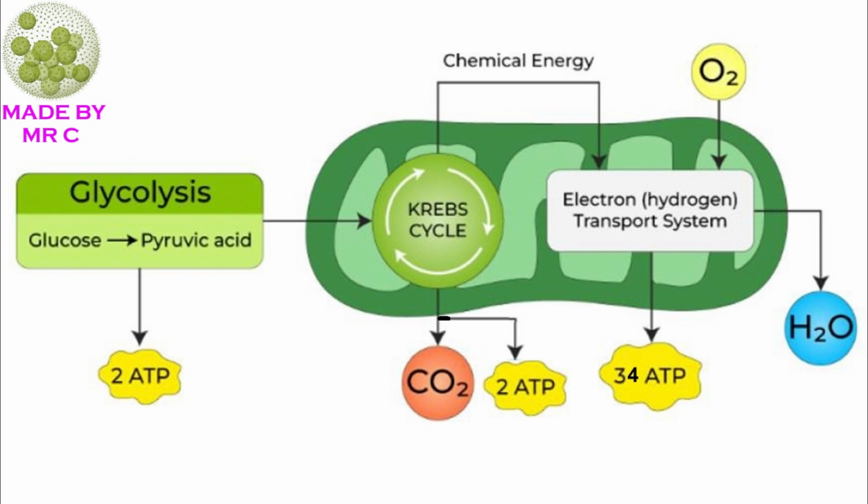And here I've got a diagram that shows you both glycolysis, the Krebs cycle, and the electron transport chain in relation to where they occur. Glycolysis occurs in the cytoplasm, whilst the Krebs cycle and the electron transport chain occur inside the mitochondrion.